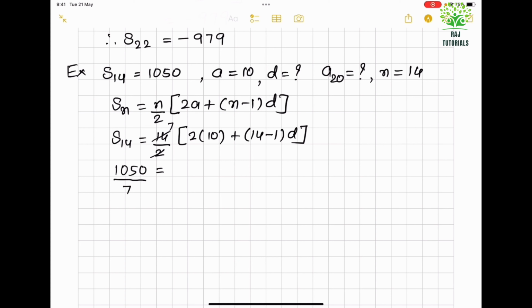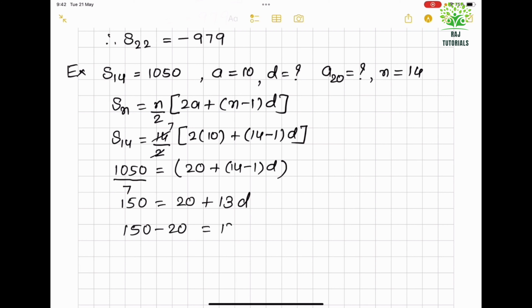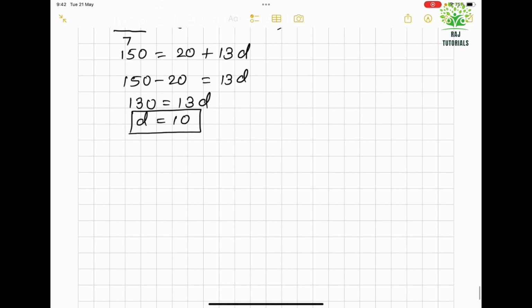If I bring this 7 on this side, it will go into divide, into 20 plus 14 minus 1 D. So 7 ones are 7, 7 3s are 21, so 150 equal to 20 plus 13D. So 150 minus 20 equal to 13D. 130 equal to 13D. So D equal to 10. 130 divided by 13 will be 10.